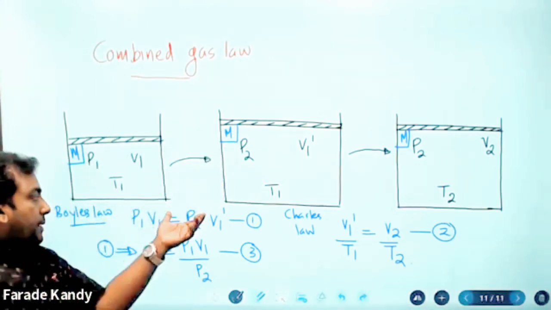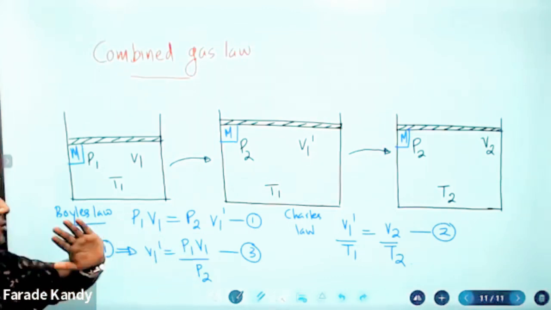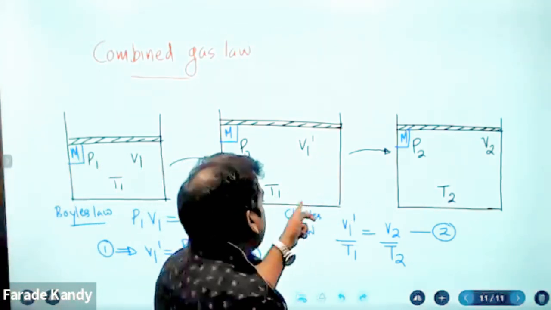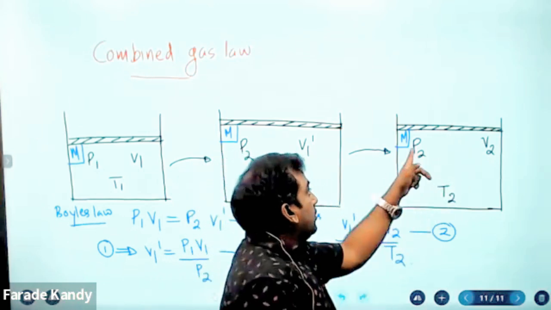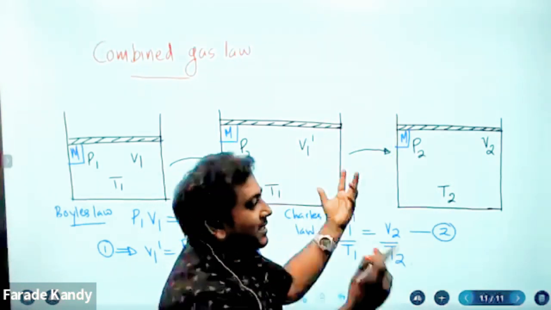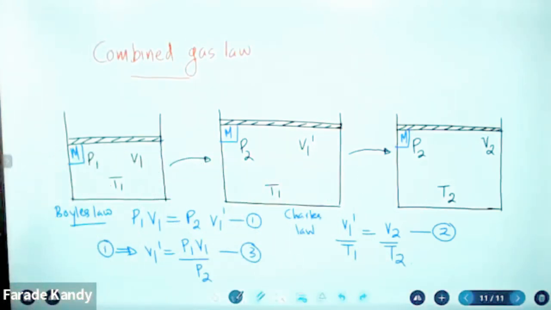P1 V1 equal P2 V1 dash. Make V1 dash the subject, P1 V1 over P2. These two, of course, no issue. P1 dash over T1, V2 over T2. Just change these two to P2, P2. I just put P1 dash, P1 dash. No need dash values, we'll put P2, P2. Easy, no? Right.